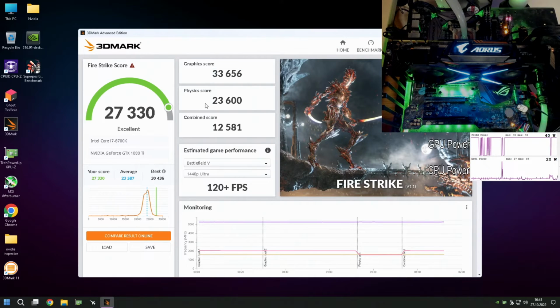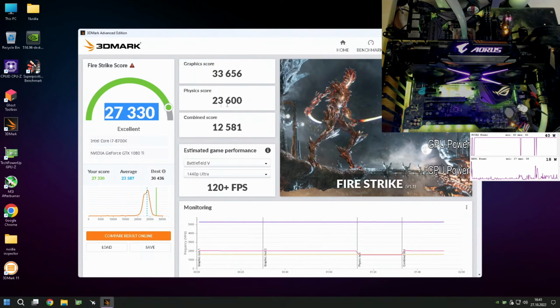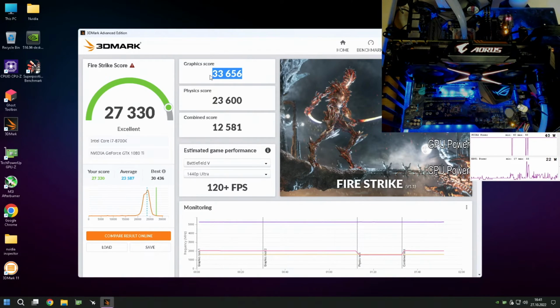My 8700K is actually becoming a problem now. Even though it's at 5.3 gigahertz, my GPU score is so much higher than the CPU score now. This is becoming the bottleneck. So for an overall score, I can probably just not compete with this. If I submit this, it's going to be graphics score only. But yeah, this is a really fast 1080 Ti. I got really lucky, I think.